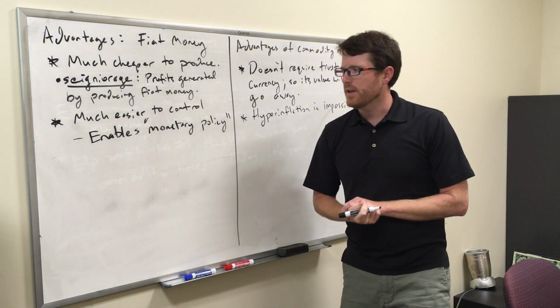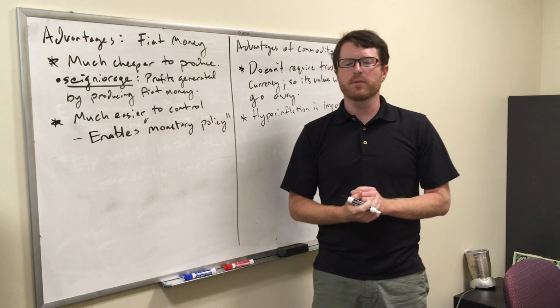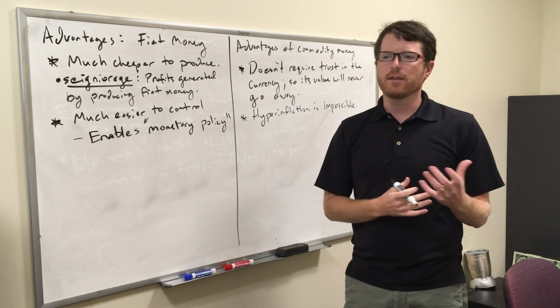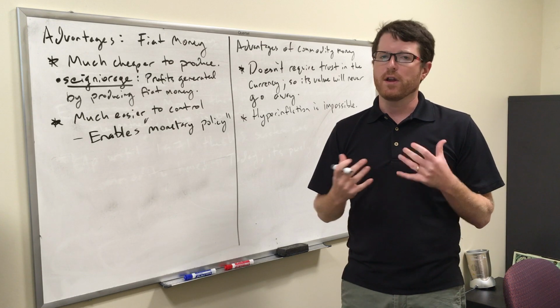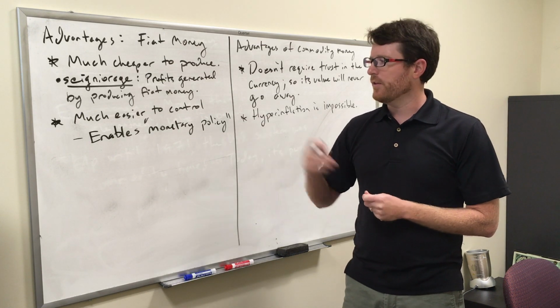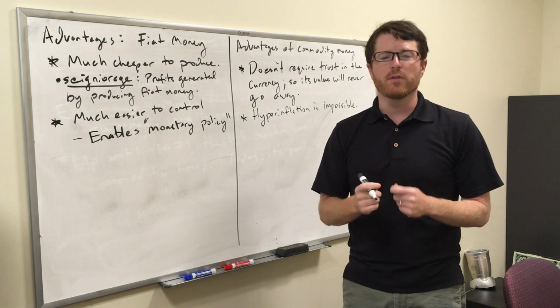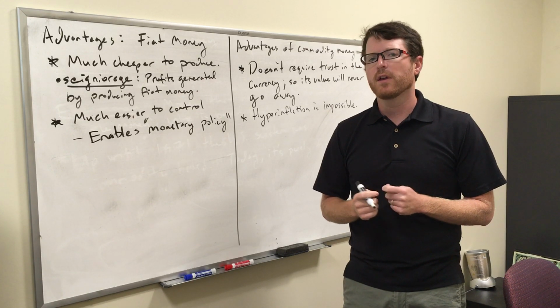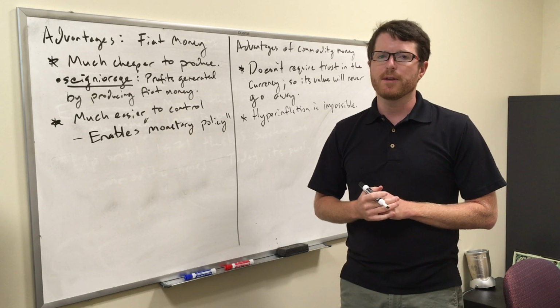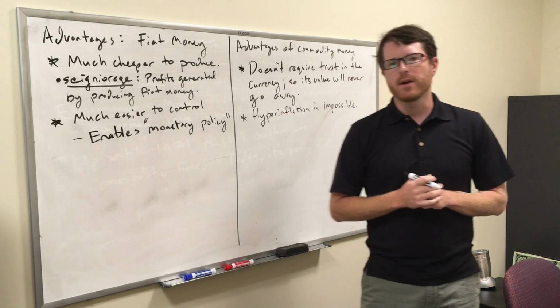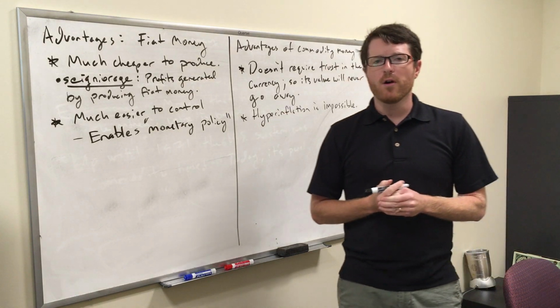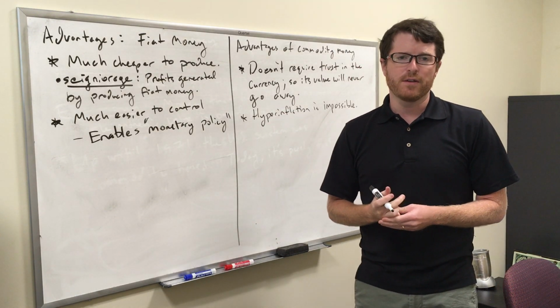Monetary policy is the adjusting of the money supply in order to change things like inflation rates or interest rates. So monetary policy is another way the government or the Federal Reserve, in our case in the U.S., can influence the overall economy. You can't really do that with commodity money. The amount of gold on Earth is fixed.